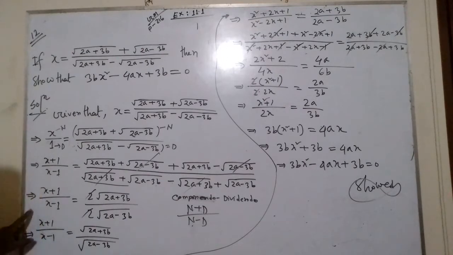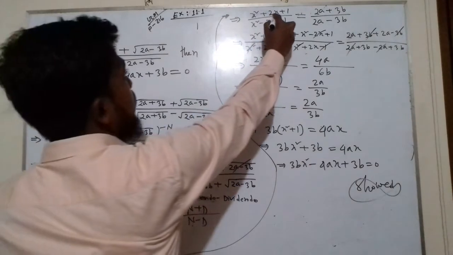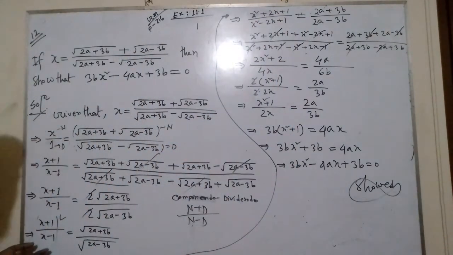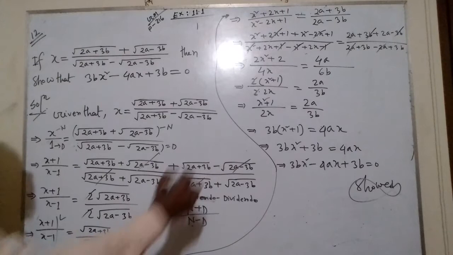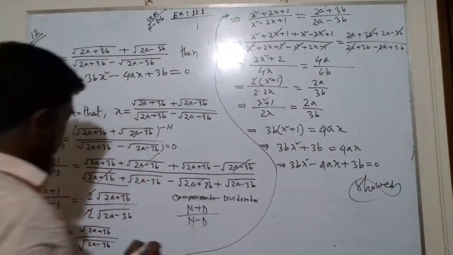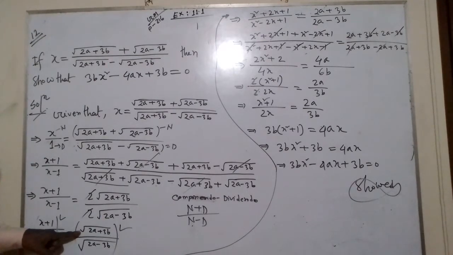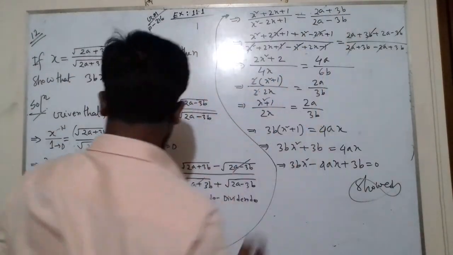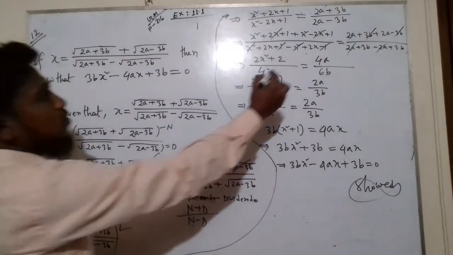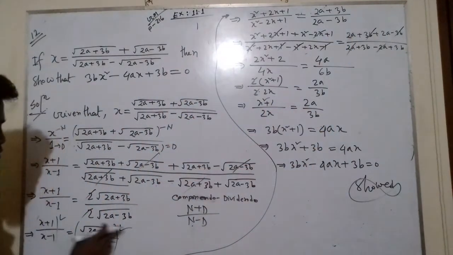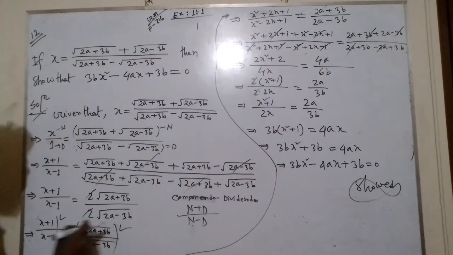So squaring both sides, we have (x + 1) divided by (x - 1) whole square, that means x square plus 2x plus 1, and (x - 1) whole square, that means x square minus 2x plus 1. And if we square this term, then we can write (2a + 3b) divided by (2a - 3b) square, and the root is removed.